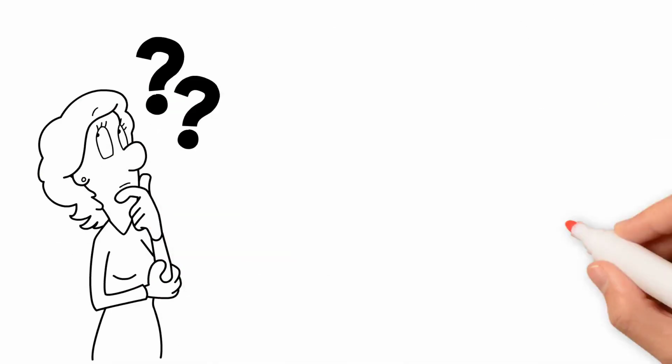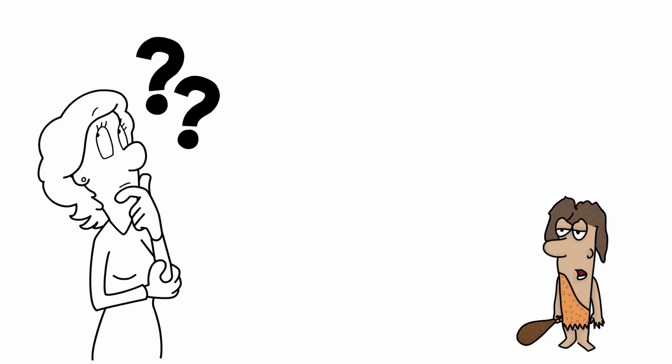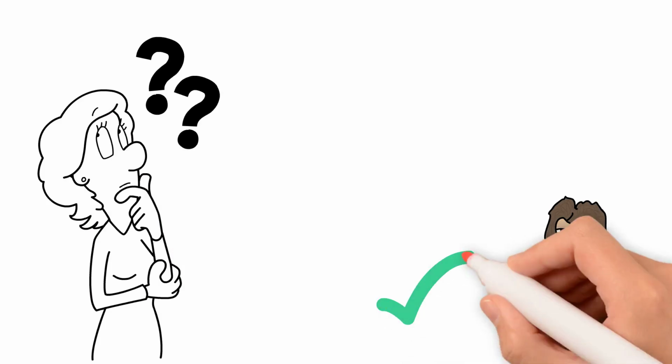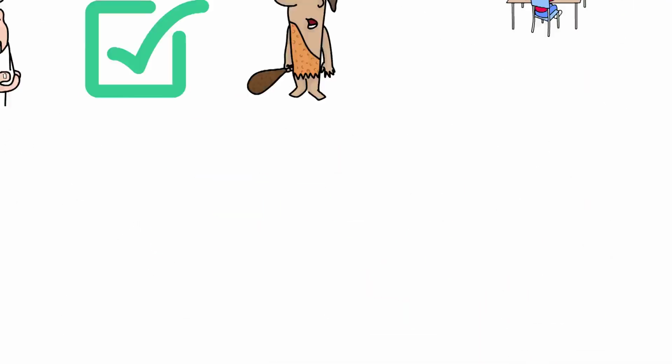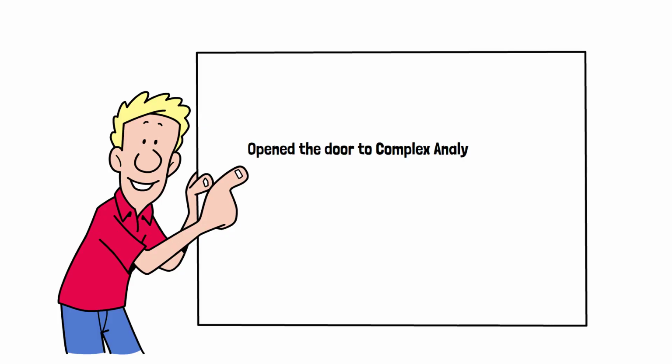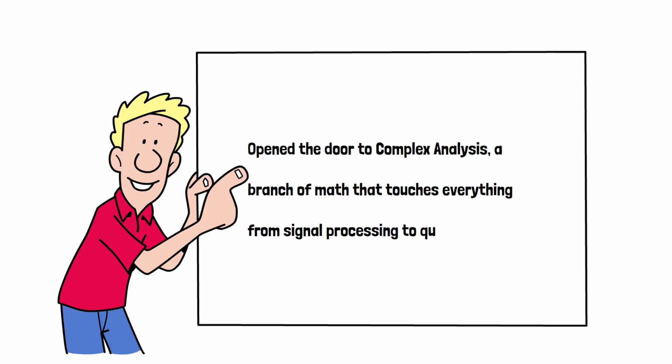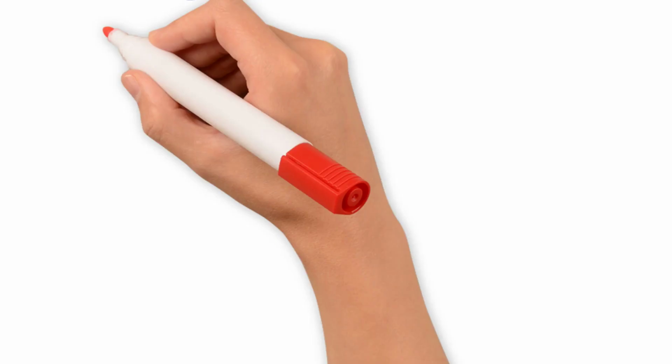But what began as a curiosity turned into one of the most powerful inventions in human history. Complex numbers, numbers with both a real and an imaginary part, opened the door to complex analysis, a branch of math that touches everything from signal processing to quantum mechanics. Here are the essentials of complex analysis.